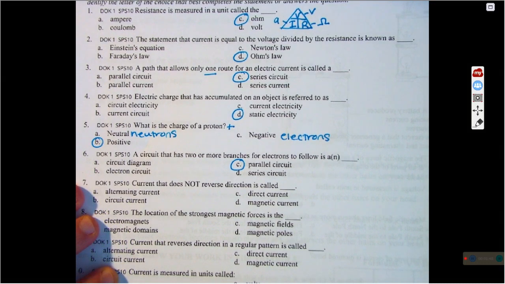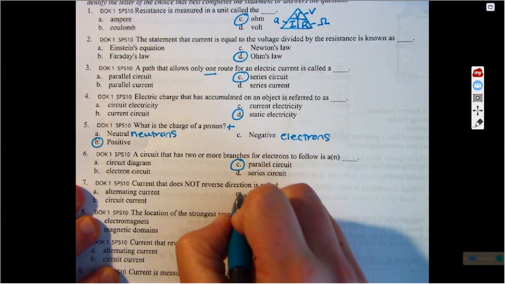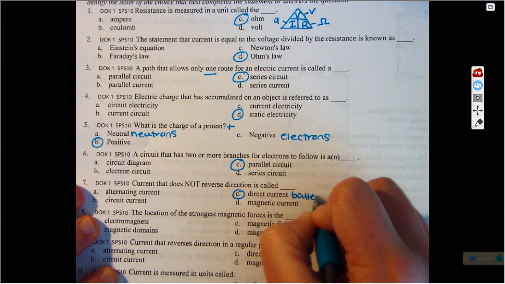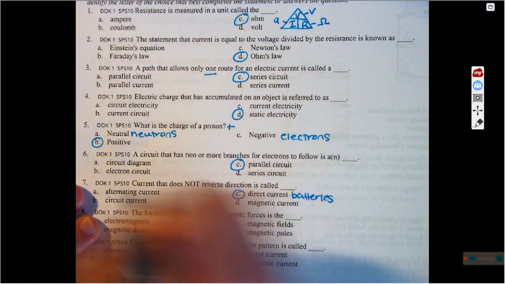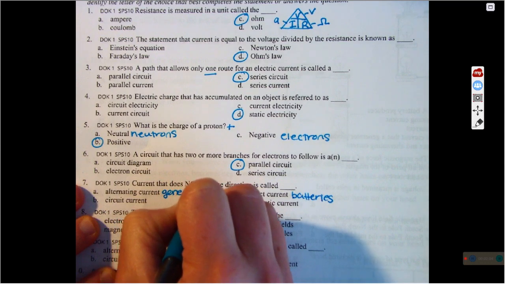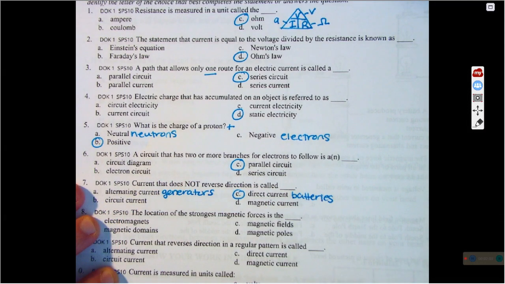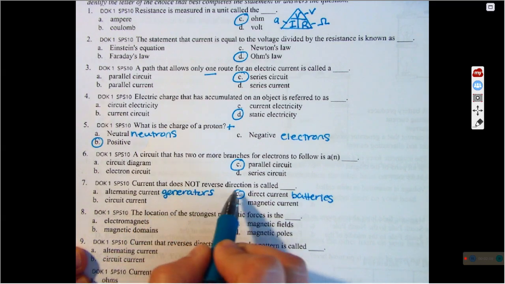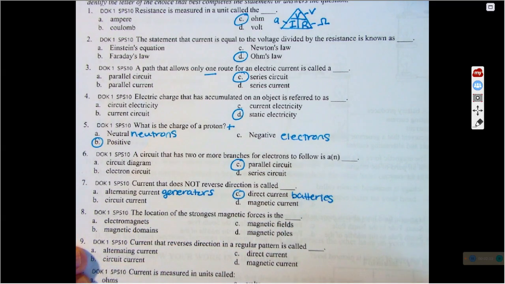Current that does not reverse direction. So alternating is where it reverses back and forth. Direct comes from a battery, and that goes in one direction. So batteries produce direct current, and generators produce alternating current. Because remember that electromagnet, the generator spins back and forth. So current that does not reverse comes from a battery and is direct.